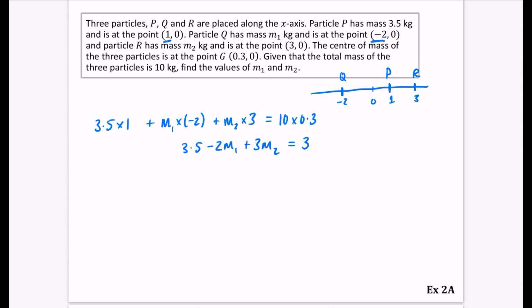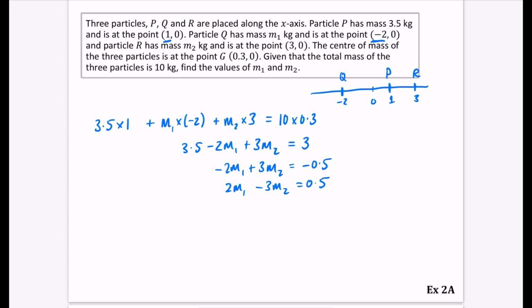Okay, so we need to do a little bit of rearranging with this. We've got minus 2m1 plus 3m2 is equal, therefore, to minus 0.5, if I do the 3 minus 3.5. So I might want to just negate everything, so I get 2m1 minus 3m2 is equal to 0.5.